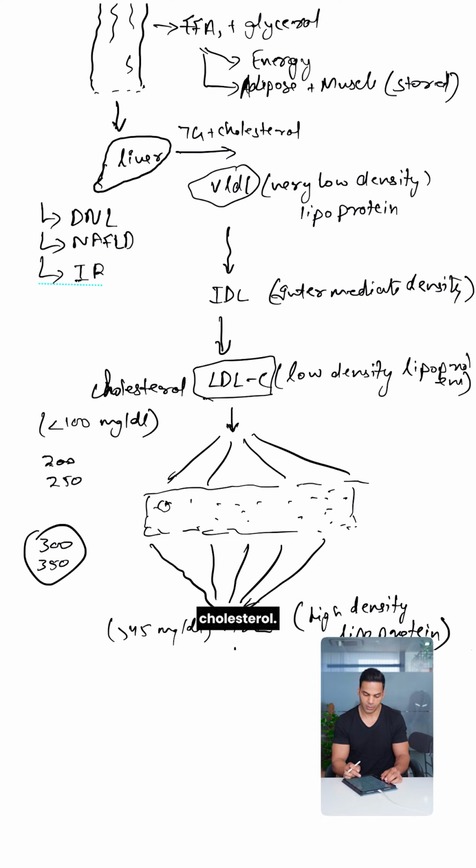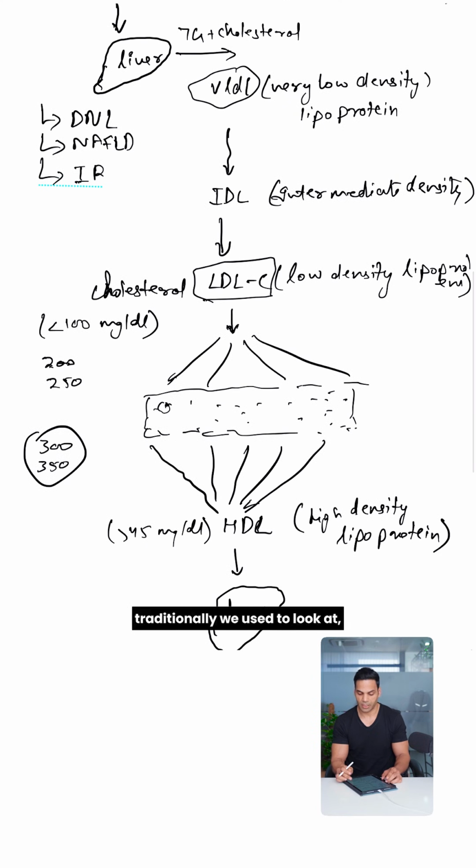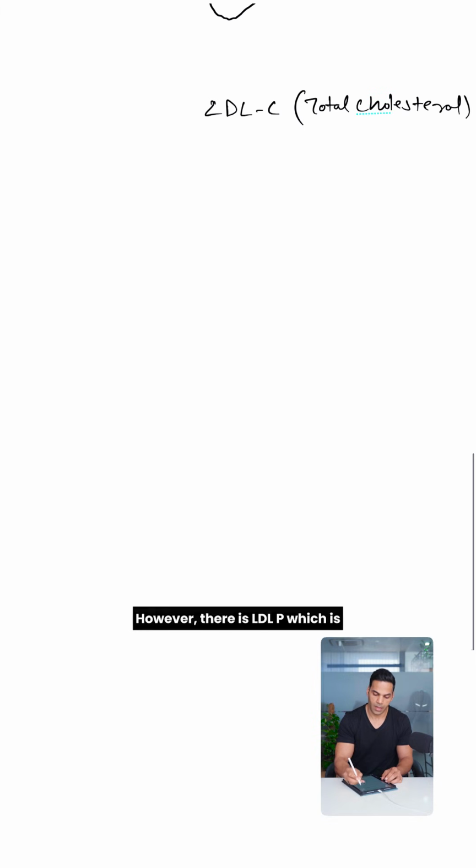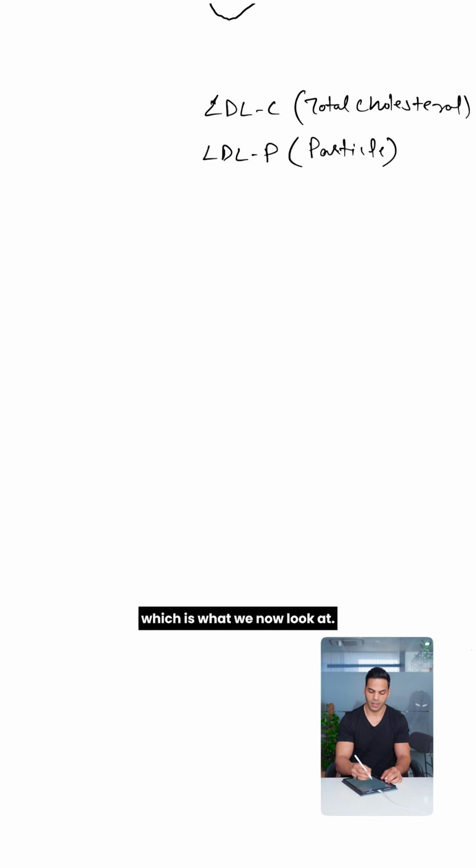total LDL cholesterol. Now, in the blood reports, traditionally we used to look at LDL-C, which gives an estimate of total cholesterol. However, there is LDL-P, which is the total amount of LDL particles, which is what we now look at. There are also newer parameters.